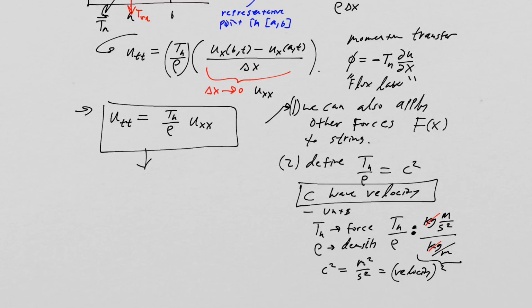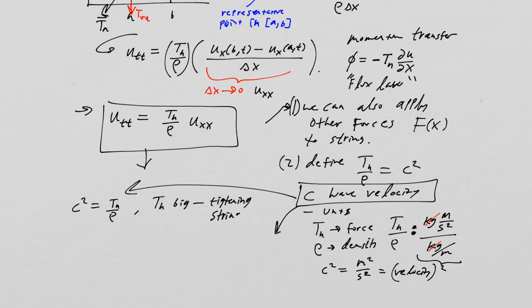It should also be noted that this parameter, you can think of it, now try to figure it out here. c squared is equal to T_H over rho. So if I make T_H big, that's basically tightening the string. What happens to a guitar string that you've tightened the tension on? It's going to give you a higher note, a higher frequency vibration. So the wave velocity relates to the vibration frequency.